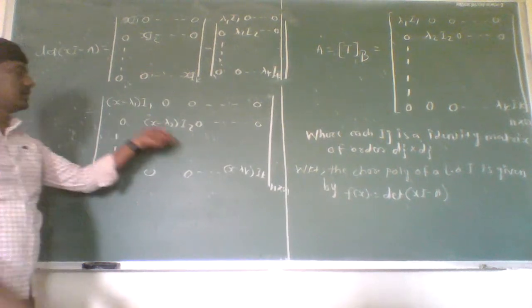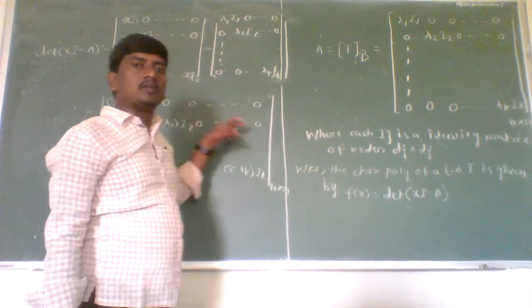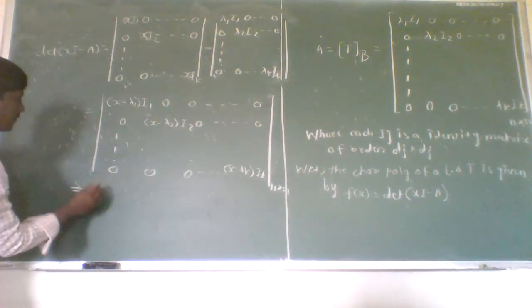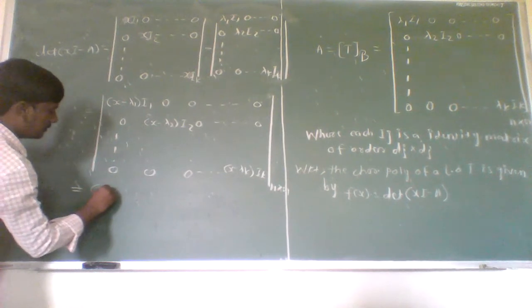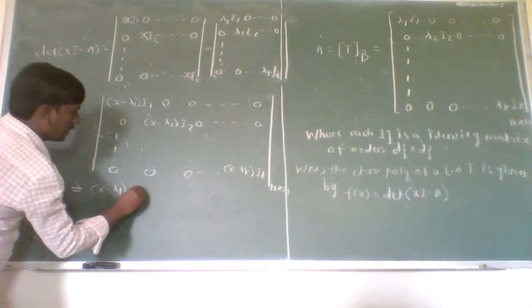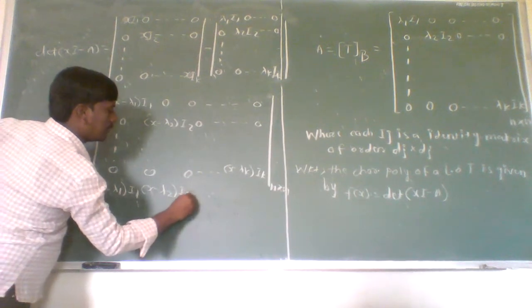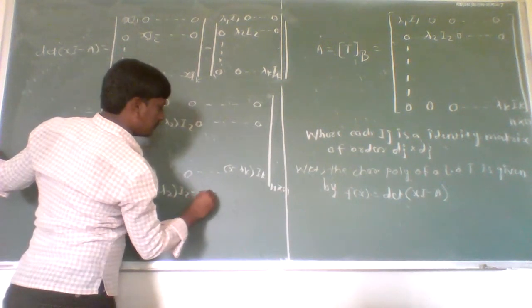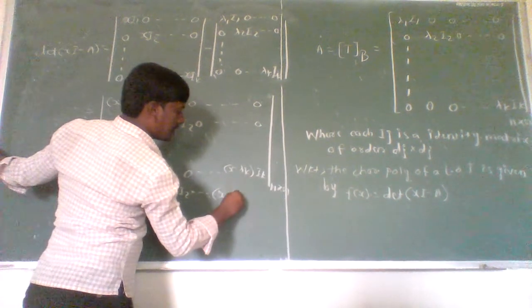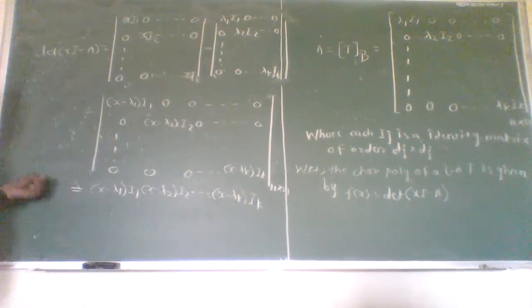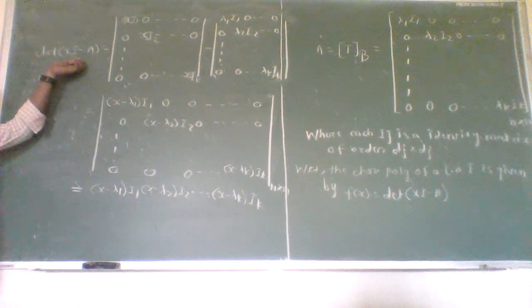Now we have to find its determinant, but we know that the determinant of a diagonal matrix is nothing but the product of its diagonal entries, which is nothing but x minus lambda 1 I1 into x minus lambda 2 I2 and so on, x minus lambda k Ik, which is the determinant of xI minus A.